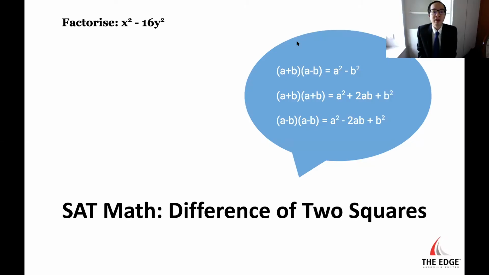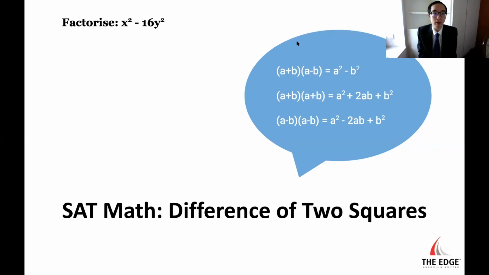All right, good afternoon. Today we're going to go over a concept from the SAT math section, which we can call the difference of two squares, or also the difference of two perfect squares, right? The idea behind this concept is these three formulas we see on the right-hand side of the screen. We can use them when we need to factorize an algebraic expression.